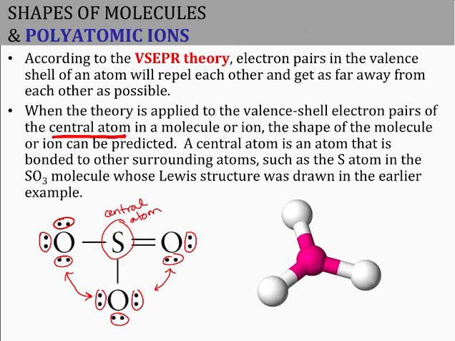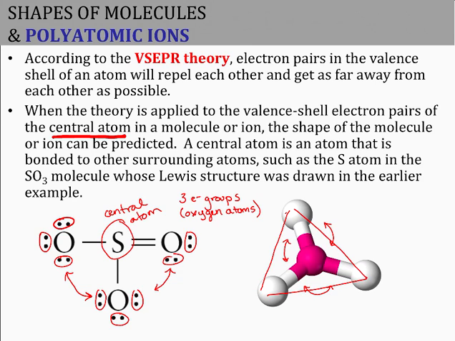So sulfur has 3 electron groups bonded to it, and those are all oxygen atoms. And again, they want to be as far apart from each other as possible, so they're going to spread out from each other. And we almost form a triangle here. So this would also be trigonal planar, similar to our SO2 example. But in this example, sulfur does not have a lone pair. It has 3 oxygens.